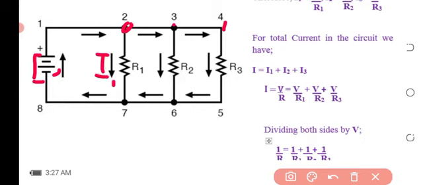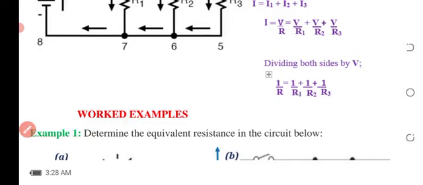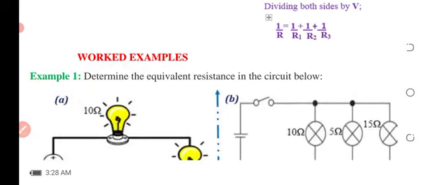Now from this relationship, using Ohm's law, I equals V over R, and dividing both sides of the equation by V, because V is the same across R1, R2, R3. Doing that, we have the equation below, and that is the equation used in solving for equivalent or total resistance across the parallel circuit. Now let's quickly consider some examples on parallel and series circuits.